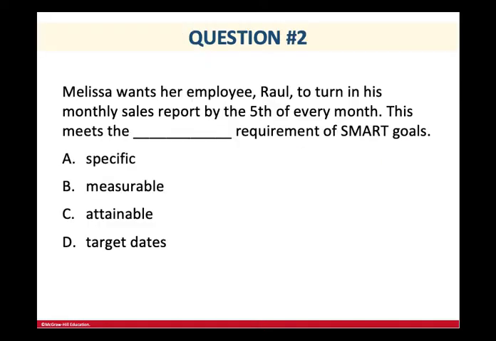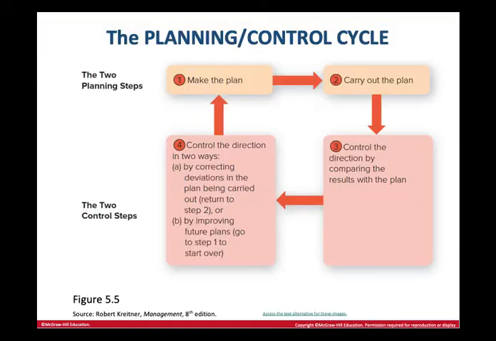So here we have question number 2. Melissa wants her employee Raul to turn in his monthly sales report by the 5th of every month. This meets the blank requirement of SMART goals. So if you answered D, target dates, you are right. A SMART goal is one that is specific, measurable, attainable, results-oriented, and has a target date. In this instance, the 5th of every month is our target date.